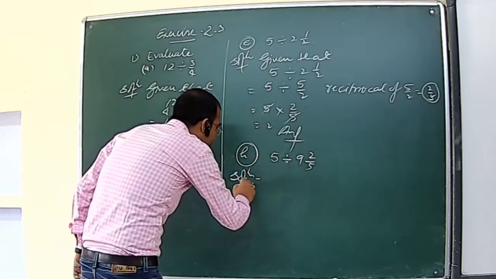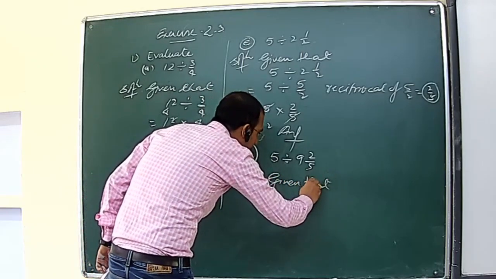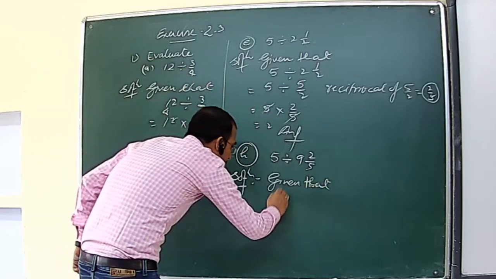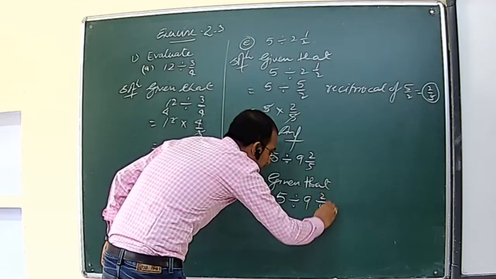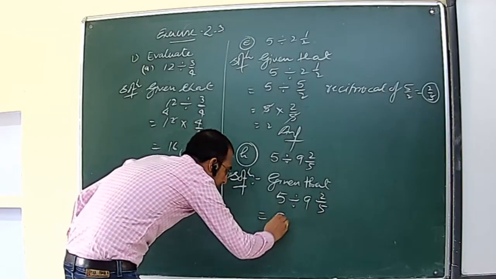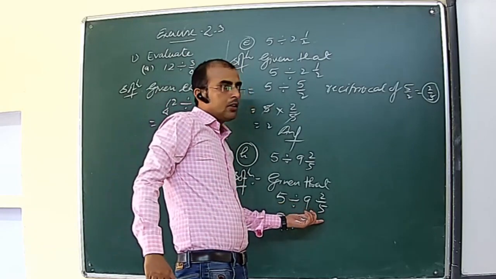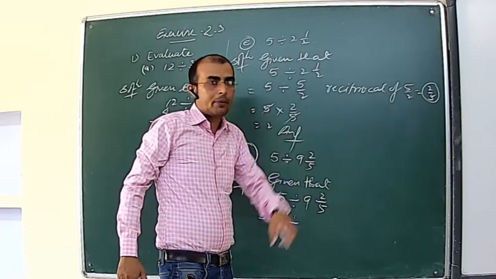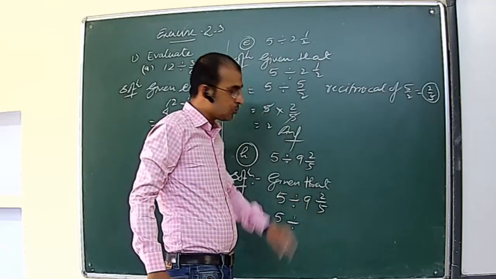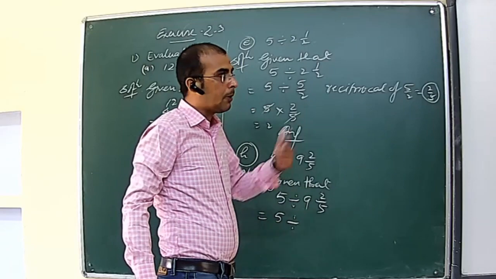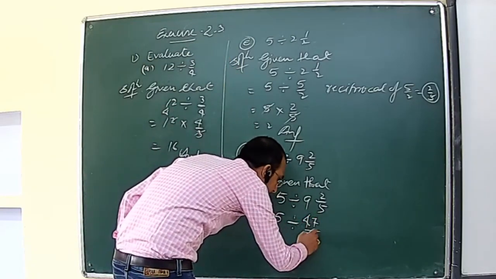The solution is here. Given that 5 divided by 9 whole 2 by 5. So we can write 5 divided by, first we will change the mixed fraction into an improper fraction. What to do? 9 times 5 is 45, plus 2. 9 times 5 is 45, plus 2 equals 47. So we will write 47 divided by 5.